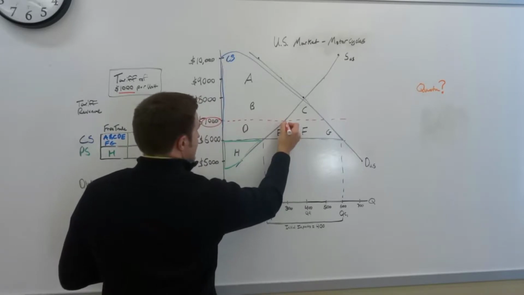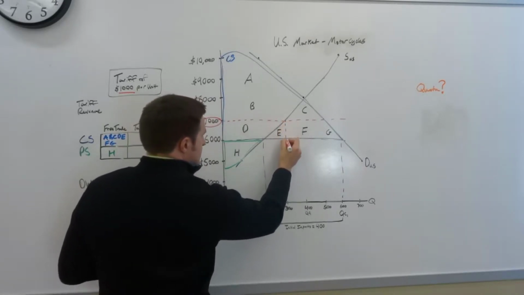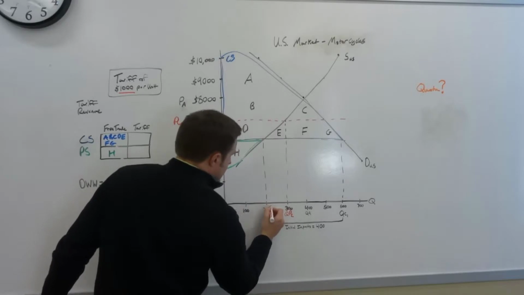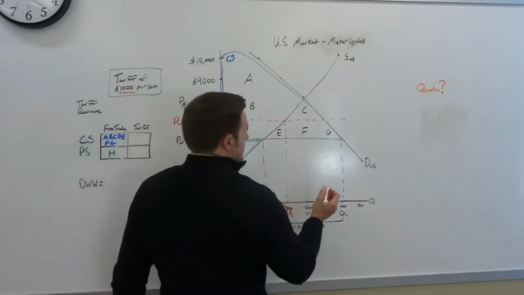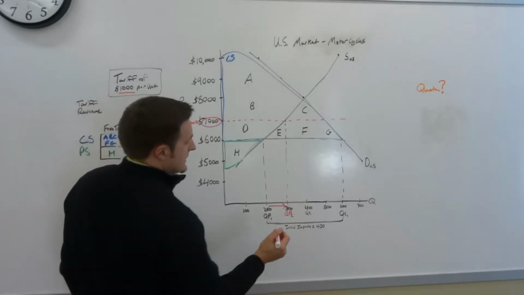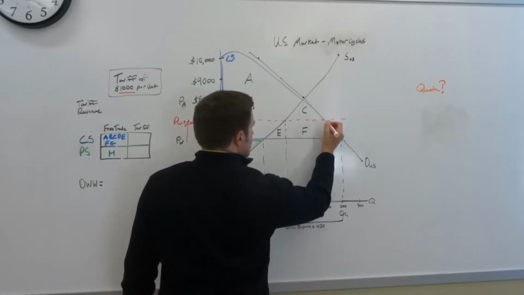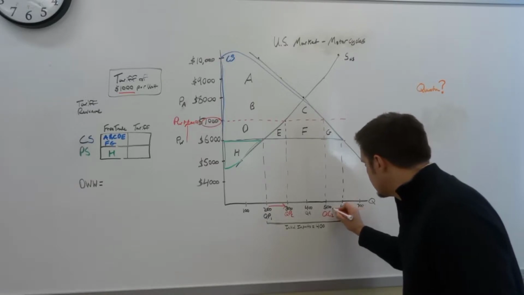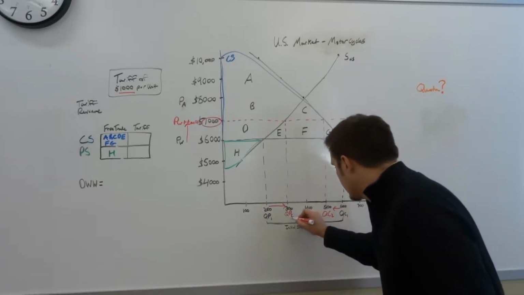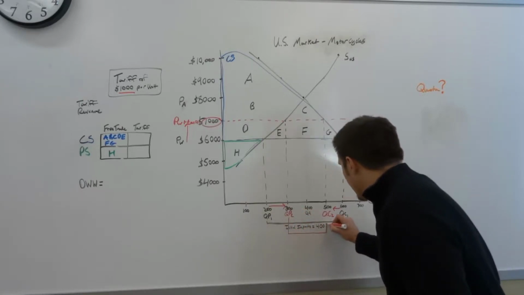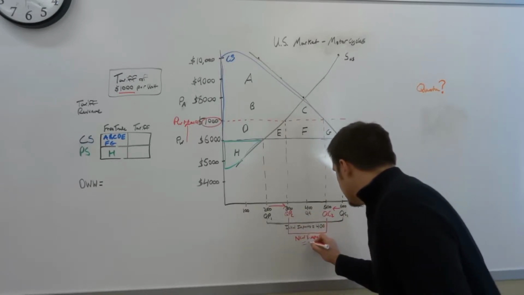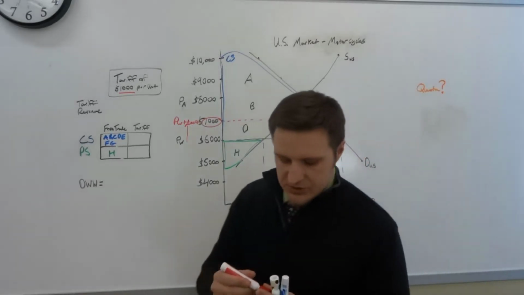At $7,000, we can see that the price is going to intersect with the domestic supply at 300. So this is going to be our quantity produced 2. It's an increase in domestic production. But it's going to intersect with our quantity consumed in the United States at 500. So the domestic consumption is actually going to decline from 600 to 500. So our new imports are only going to be 200 rather than the initial 400.